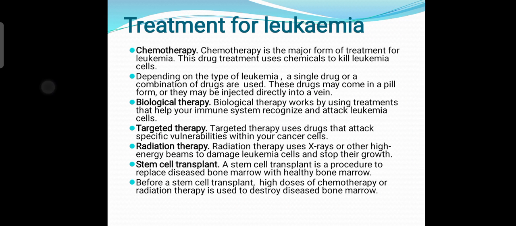So this treatment includes chemotherapy, biological therapy, targeted therapy, radiation therapy, and stem cell transplant. Chemotherapy is a worldwide famous technique to kill the leukemia cells in the body. Next one is biological therapy. This mainly focuses on improving the immune system of an affected person to act against leukemia cells. Targeted therapy includes drugs to attack the cancer cells. And in radiation therapy, X-rays or high energy beams are used to damage the undifferentiated cells or that cell growth.